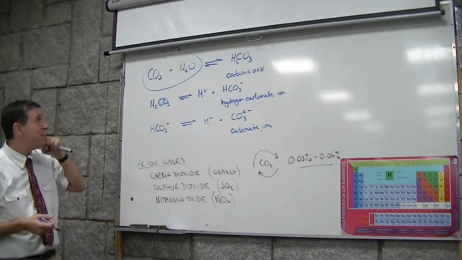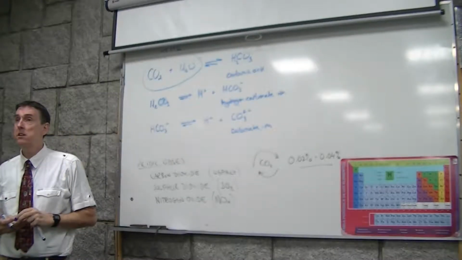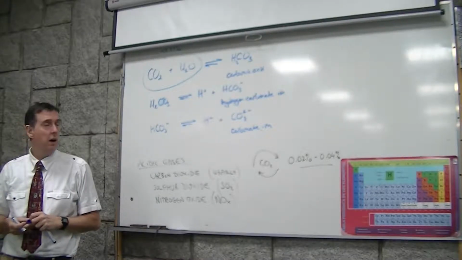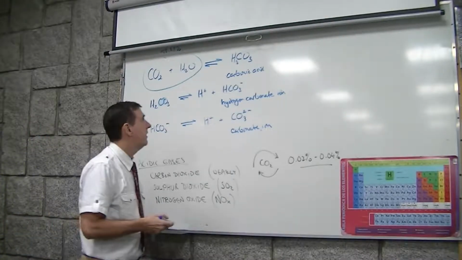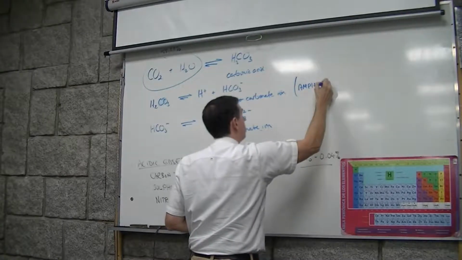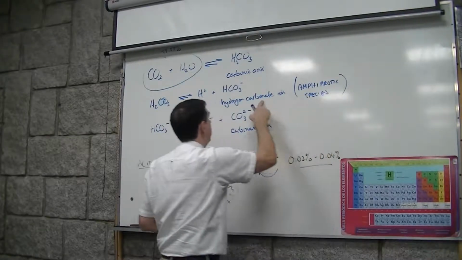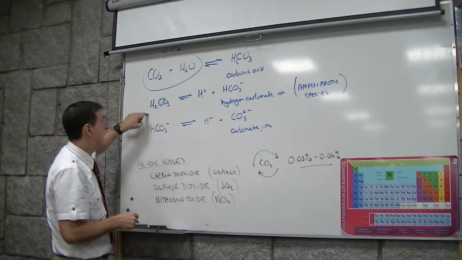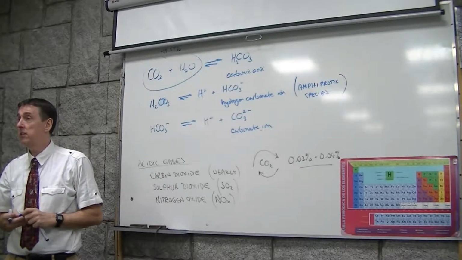Now the other thing we can mention here is the hydrogen carbonate ion is amphiprotic. What was amphiprotic? Oh, that you can gain or lose a hydrogen. That's right, this is an amphiprotic species. And you see that to go this way it's losing a hydrogen ion, and to go this way it's gaining a hydrogen ion. Now this means that it can act as a buffer as well.